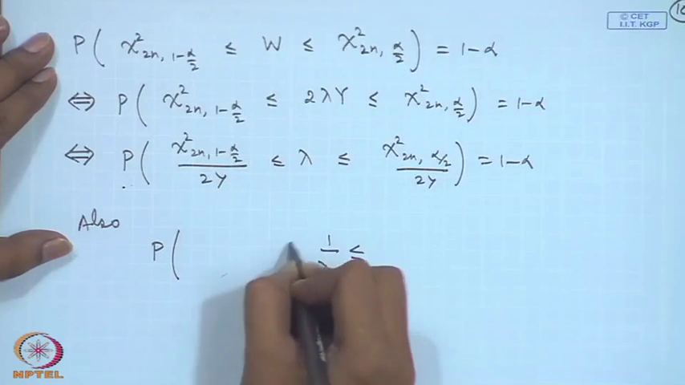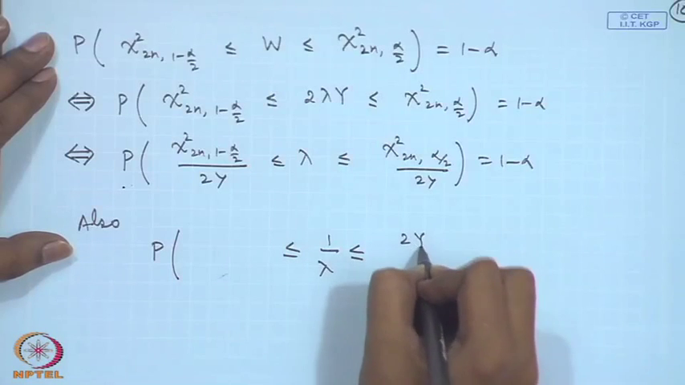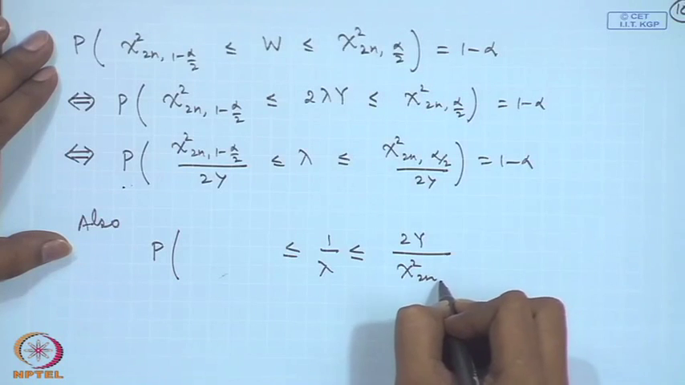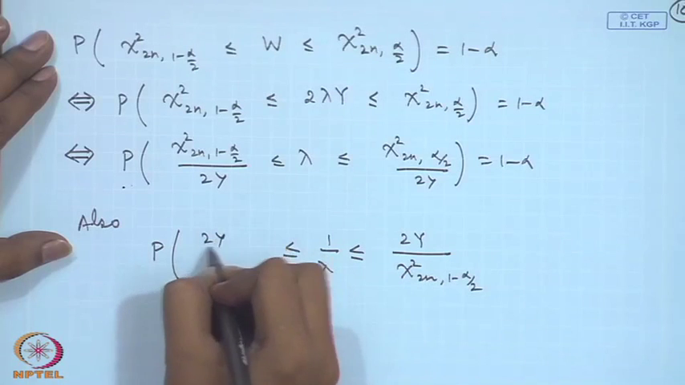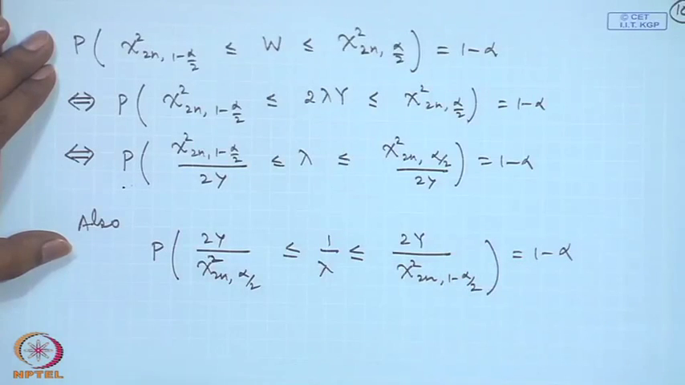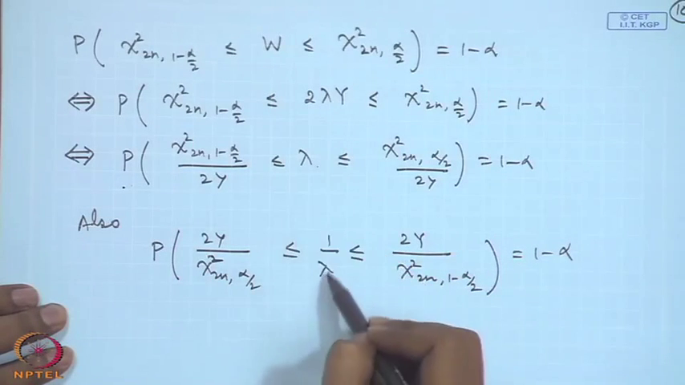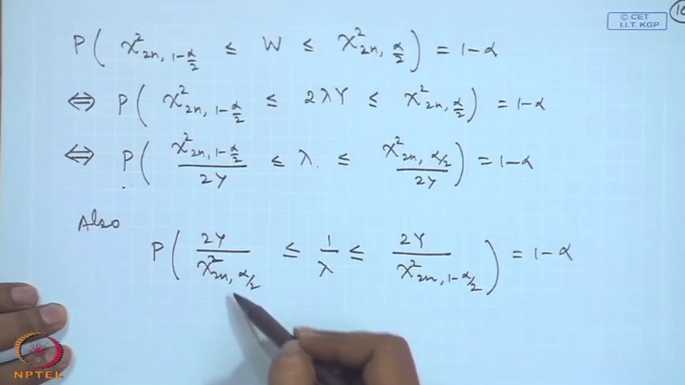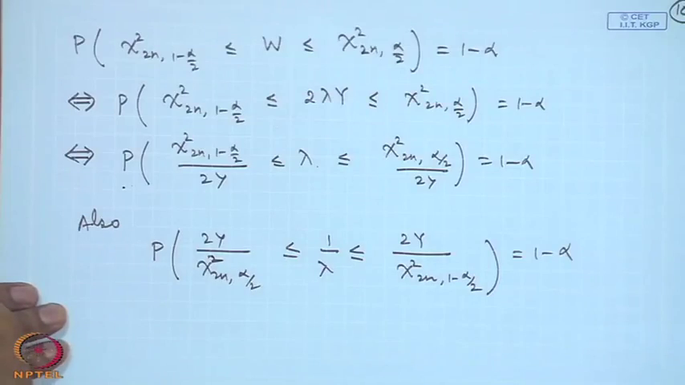1 by lambda is between 2y by chi square 2n 1 minus alpha by 2, 2y by chi square 2n alpha by 2, that is equal to 1 minus alpha. So, confidence intervals for lambda as well as 1 by lambda can be obtained in terms of sigma x i and the percentage points of the chi square distribution on 2n degrees of freedom. So, this pivoting method is an extremely practical method for obtaining the confidence intervals for various distributions. Here I have considered one sample problems.